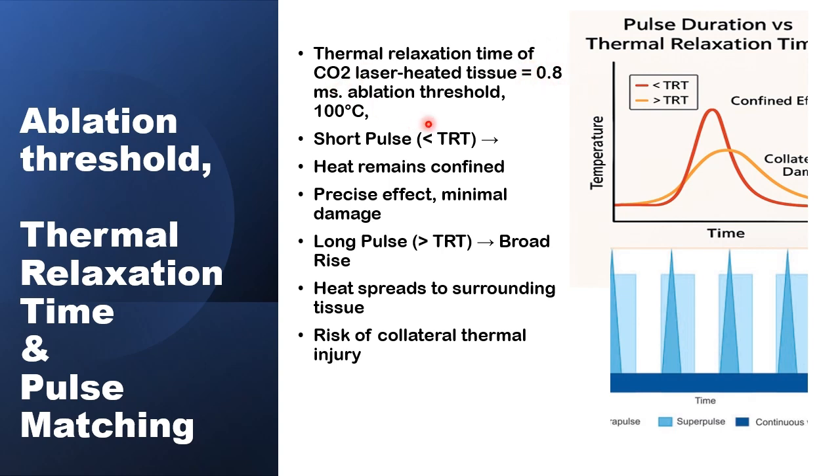So the most effective way of delivering laser is to deliver it in very short but intense pulses to raise up the temperature above the 100 degrees centigrade, cause the cutting or the ablation, and then allow the tissue to cool down before the next pulse hits the target tissue, again to raise up the temperature to this amount.